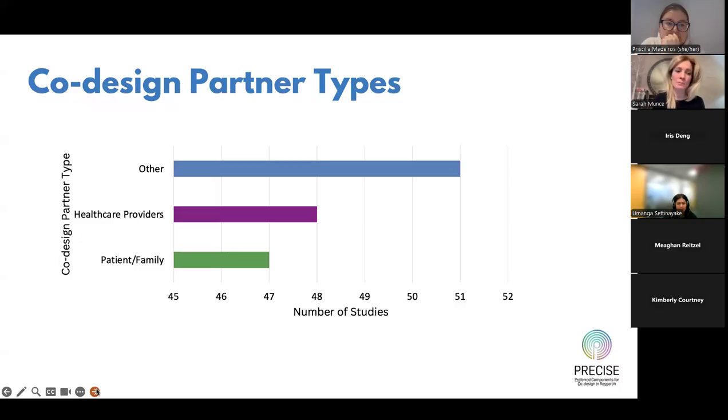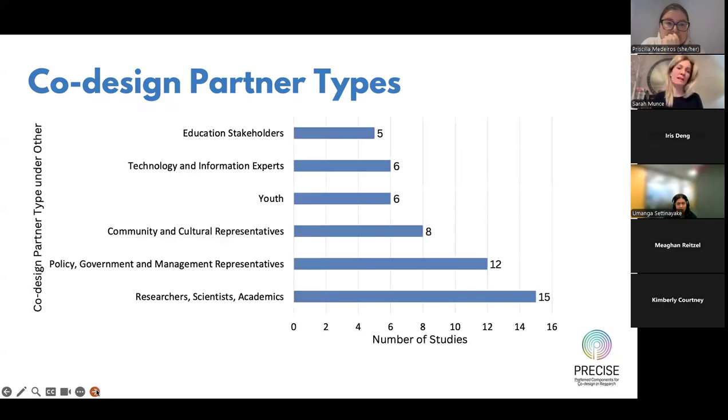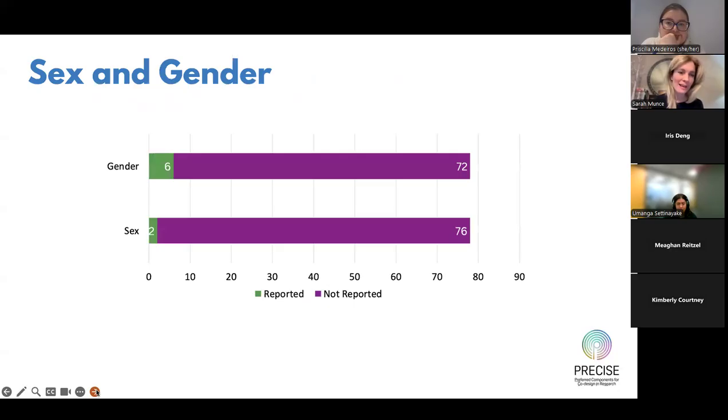So, patient and family partners, healthcare providers, and among that other category, you can see that was quite diverse as well. Poor reporting among the partners themselves, so really limited reporting in terms of the sex and gender of the partners involved.